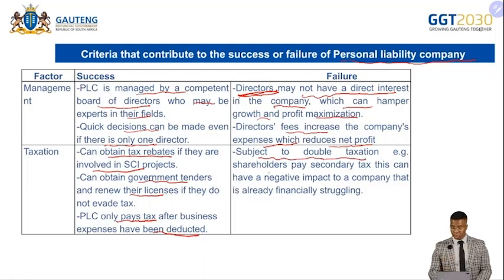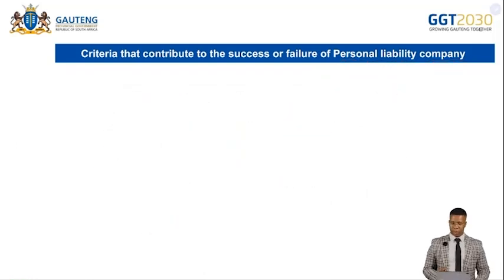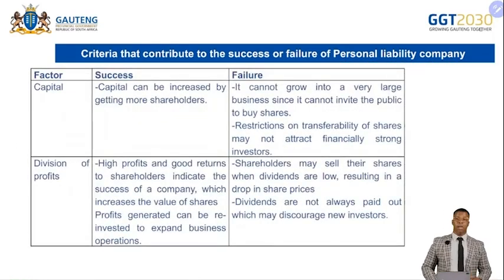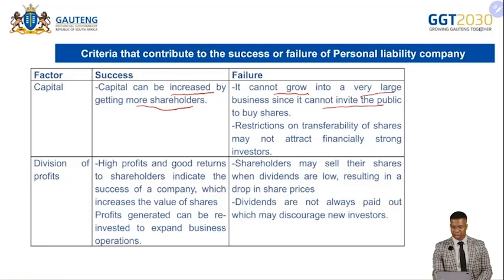If you look into your notes, you'll see what I'm talking about. And then shareholders pay secondary tax. This can have a negative impact when it comes to running this personal liability company. And then when we're looking into capital, capital can be increased by getting more shareholders, and the failure now is that it cannot grow into a very large business since it cannot invite the public to come and buy shares, and restrictions on transferability of shares may not attract financially strong investors.